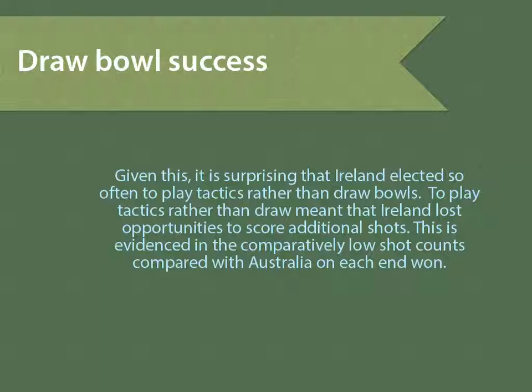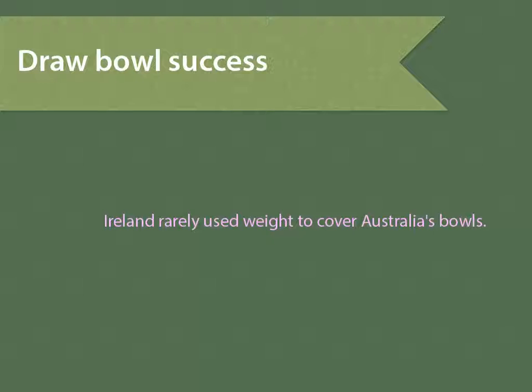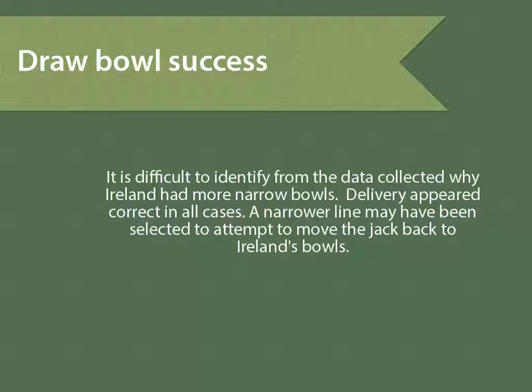This is evidenced in the comparatively low shot counts compared with Australia on each end won. Australia's heavy bowls were marginally higher than Ireland's. Heavy bowls are not necessarily a bad thing. Teams often bowl heavy as an opportunity to cover the opposition's bowls in case the jack moves, or to set up shots later to move the jack back themselves. This tactic is not often evident when bowled. Ireland rarely used weight to cover Australia's bowls.